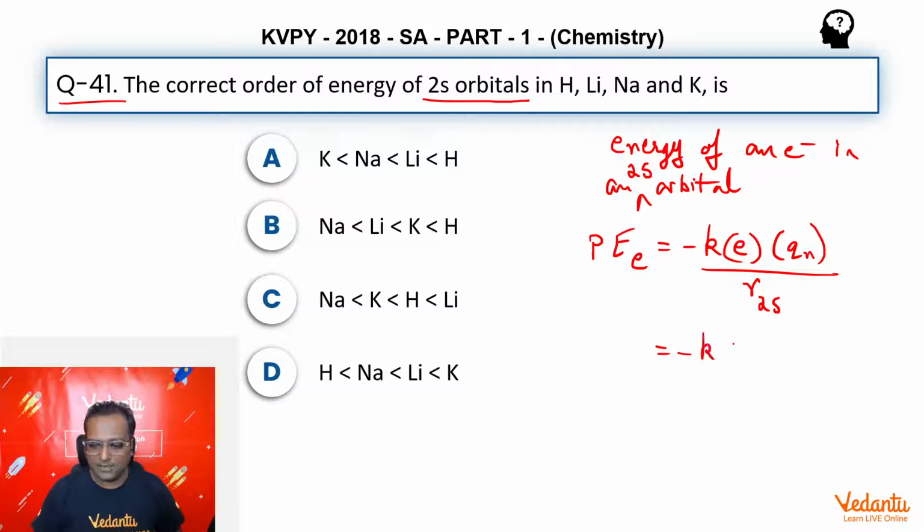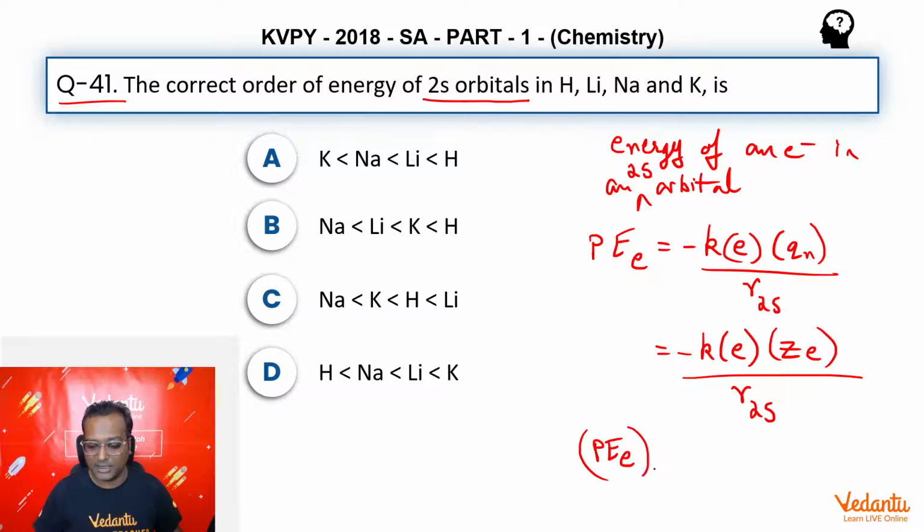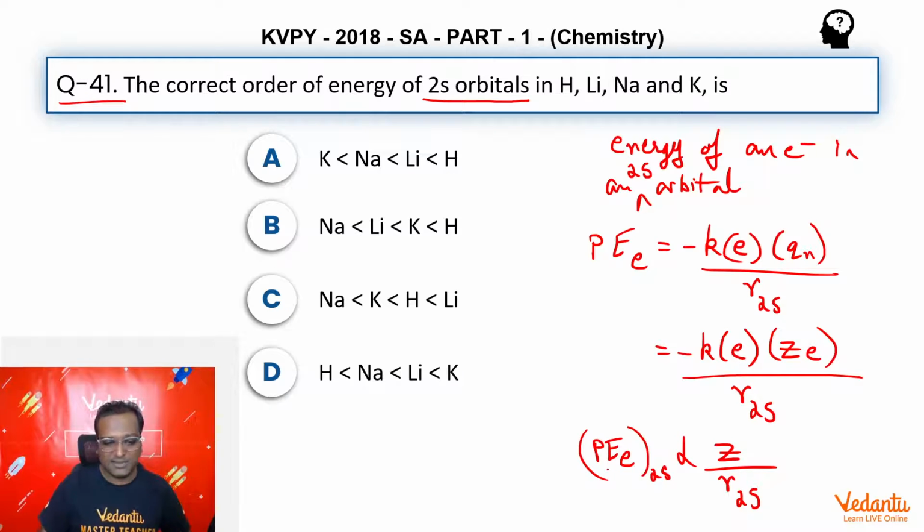Now, let me put in some values for you. The charge of the nucleus will be equal to the atomic number into the charge of 1 proton, upon the radius of 2s. So from here, you can see, guys, that the potential energy of the electron in a 2s orbital comes proportional to Z upon the radius of 2s. The rest of the parameters are constant. There's k, which is constant, and there's e square, which is constant. So we arrive at the conclusion that potential energy is proportional to Z with a negative sign.